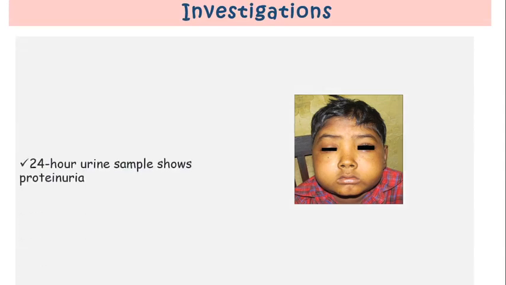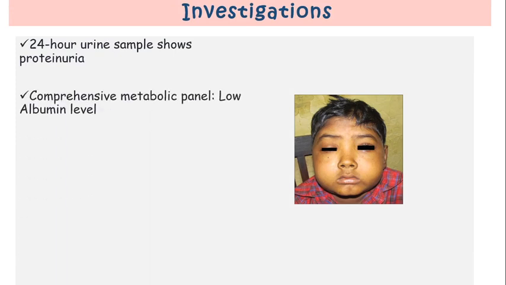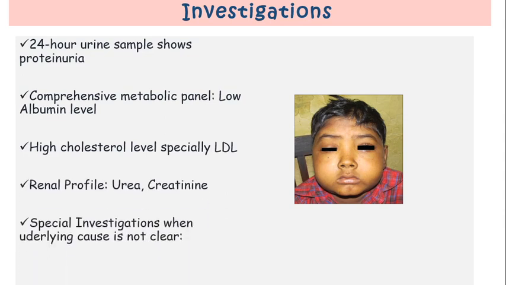Now, what are the investigations? You have to do a 24-hour urine sample for proteinuria. Then, you can check the plasma albumin level. You can check the blood lipids. You can do renal function tests like blood urea and serum creatinine. And if the underlying cause is not clear, you will have to go for investigations like kidney biopsy and autoimmune markers.